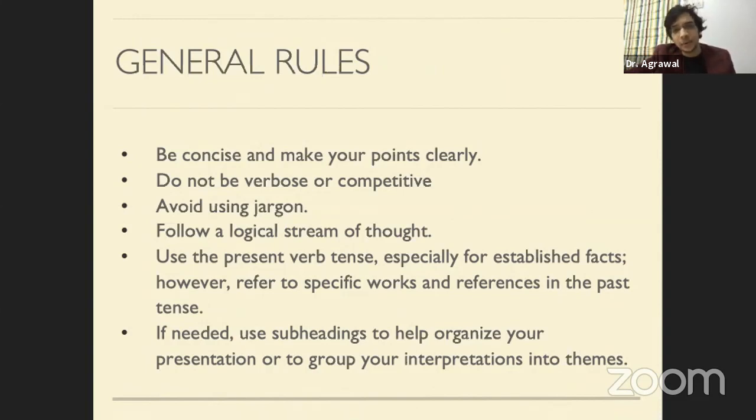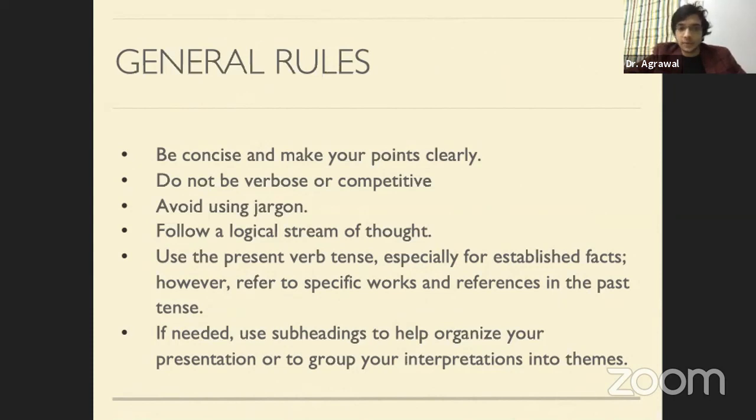Another technical importance of discussion is that you use the present verb tense, like saying this is what we found, or this was what we found, right? So present tense means the present tense verb, especially for established fact, like say it is true that increased salt consumption causes increase in BP. Not it was true or it has been. Just use the present tense, right?